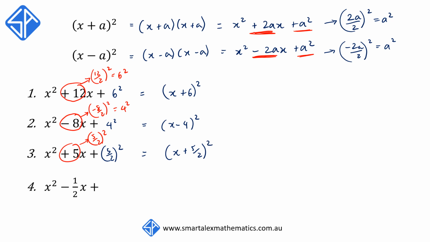The last one, we've got x² - (1/2)x. This time we take the fraction, negative a half, divide by 2, which gives us minus a quarter, and square it. That's going to give us (1/4)². So this would then convert to (x - 1/4)². Again, the sign is negative because we have a negative coefficient of x.